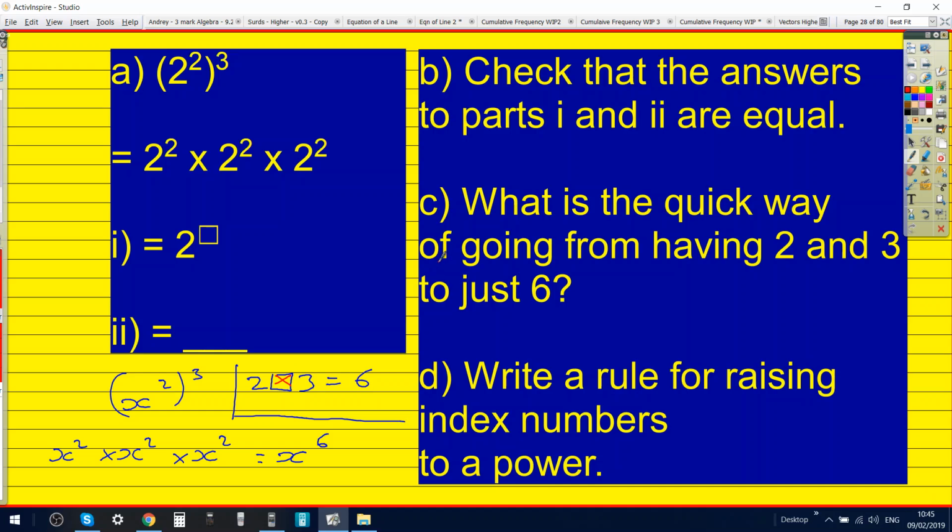So to multiply indices, add the powers. To divide indices, subtract the powers. And then index to a power, you multiply the powers. Okay.